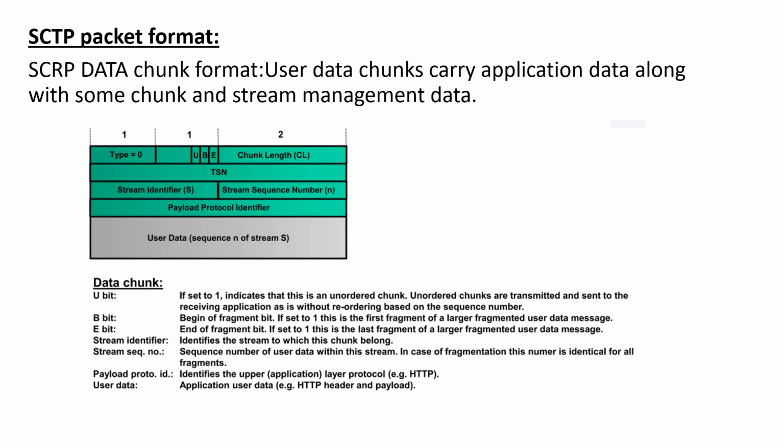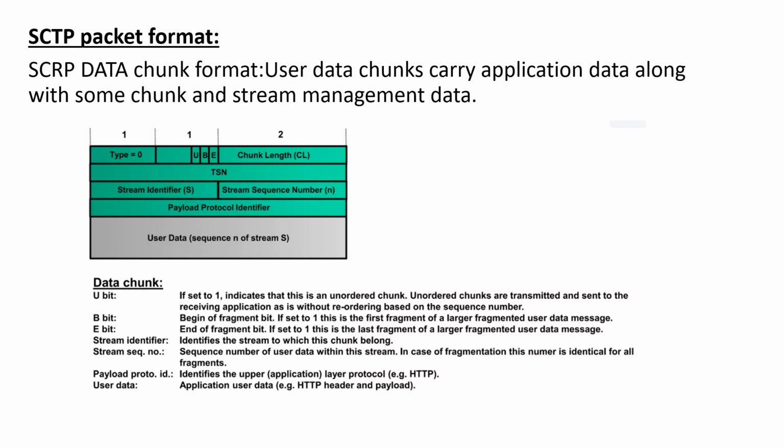U-bit, if set to 1, indicates that this is an unordered chunk. Unordered chunks are transmitted and sent to the receiving application as is, without reordering based on the sequence number. B-bit is the begin of fragment bit. If set to 1, this is the first fragment of a large fragmented user data message. E-bit means end of fragment bit. If set to 1, this is the last fragment of a large fragmented user data message.